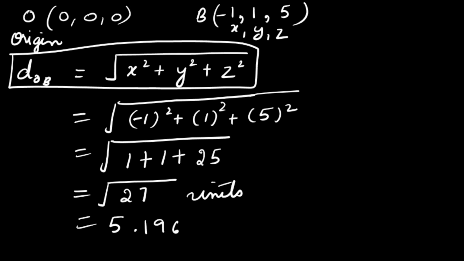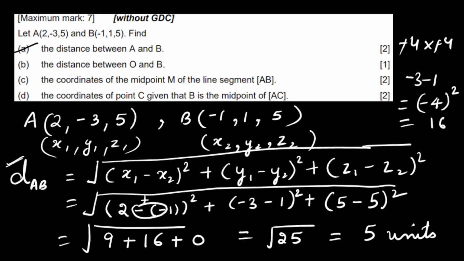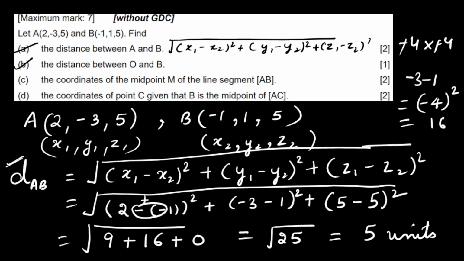So let's do the next part now, the third part of the question. So first part we have done. Distance between 2 points we have found. Then we have found distance between origin and 1 point. So for first one we use distance formula square root of (x1 minus x2) whole square plus (y1 minus y2) whole square plus (z1 minus z2) whole square. Then for distance between origin and point, we use the formula square root of x square plus y square plus z square.